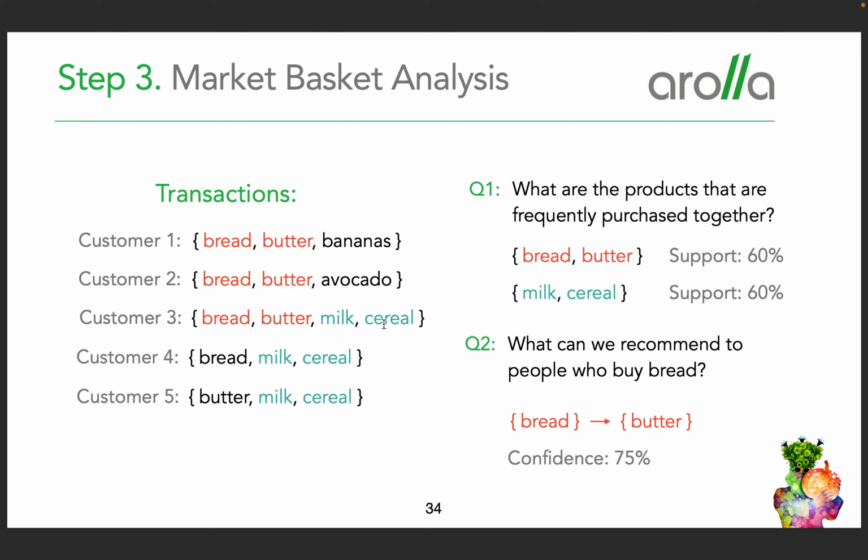So this means that this set of items has high support. And also milk and cereal. We see that out of 5 customers, 3, so 60%, buy milk and cereal together. Now, for the second question, for customers who buy bread, there are 4 customers, customers 1 to 4, they all buy bread. And the first 3 also buy butter, which means that we have a 75% confidence that if a customer buys bread, they will also probably want to buy butter.